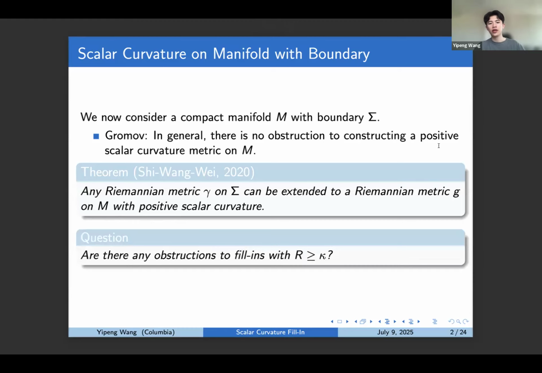What I would like to address today is to study obstructions to these kinds of fill-ins. Namely, you have a manifold and a filling manifold whose boundary is given by the manifold you are starting with, and you want to look at fill-ins with scalar curvature bounded from below. Are there any obstructions to that? This is the main character I would like to discuss today.